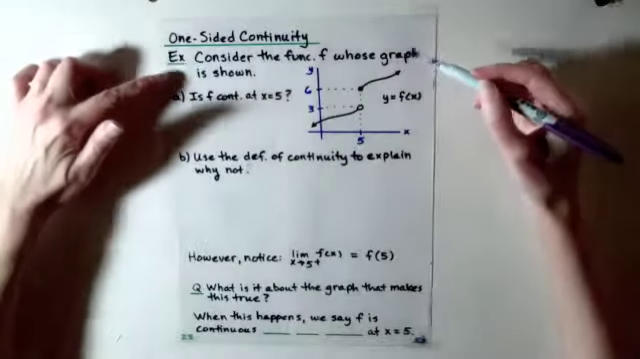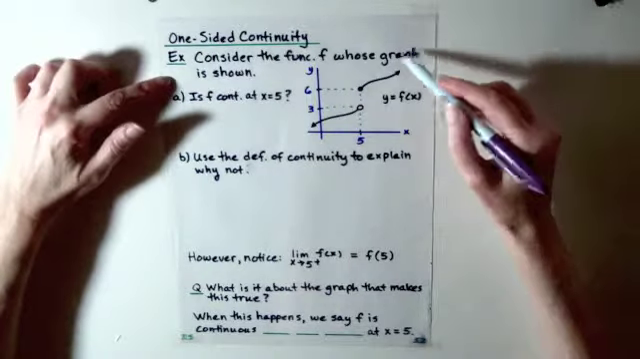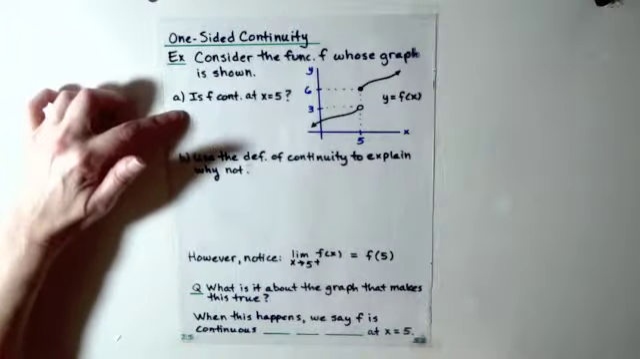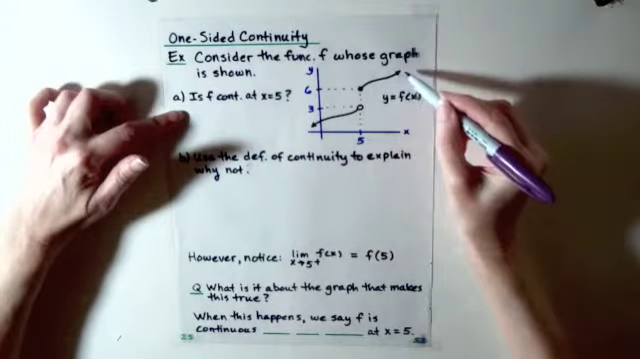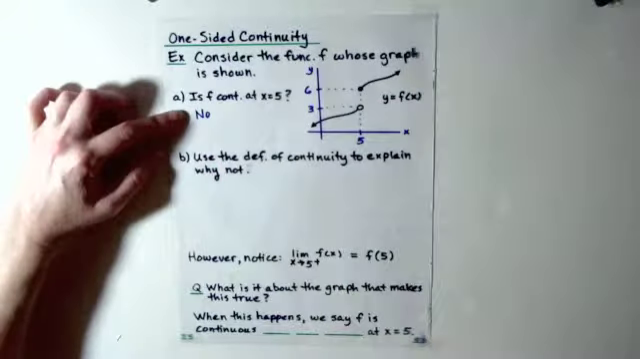So let's think about this example. It says, consider the function f whose graph is shown. So we have some function here. First, let's answer this question. Is f continuous at x equal 5? Well, no, it's not. I can see that there's a jump discontinuity at x equal 5. So no, it's not continuous at x equal 5.